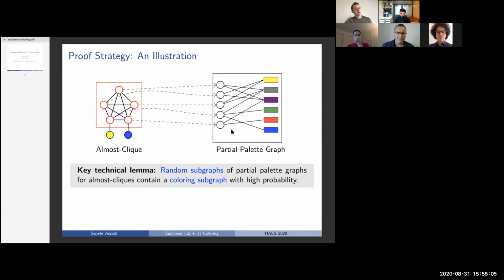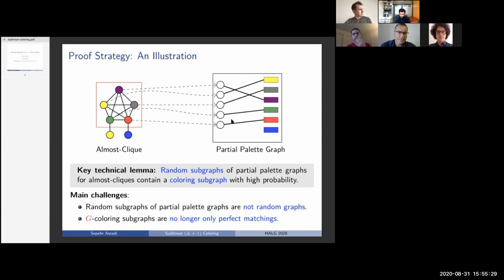The key technical lemma that we proved in this paper was that if I look at these partial palette graphs of these almost cliques, and then I sample order log n colors for vertices from that graph, we are still going to be able to find these coloring subgraphs with high probability. I will not get into the proof here, but let me just mention that there are two challenges in doing this. One is that this is no longer really a random graph, because some edges to begin with cannot be part of this graph anymore.